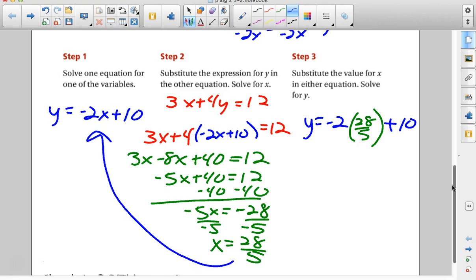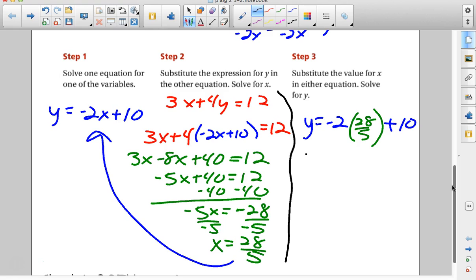Now, here's the what if. Let's just say we did this wrong. Now, all of this is wrong, and we're going to put a wrong answer back in here. Well, we can always check these. We can always put it back in the end and make sure they work. So that would be the best, easiest place to get our answer.